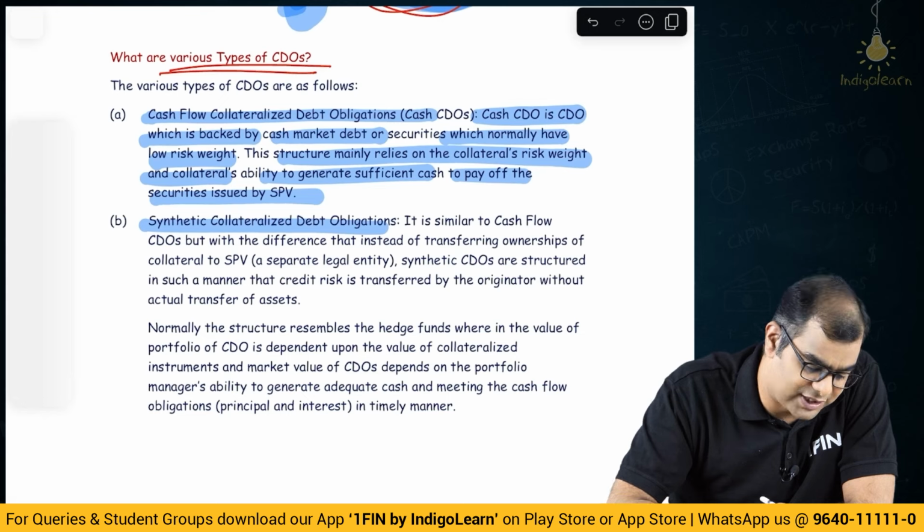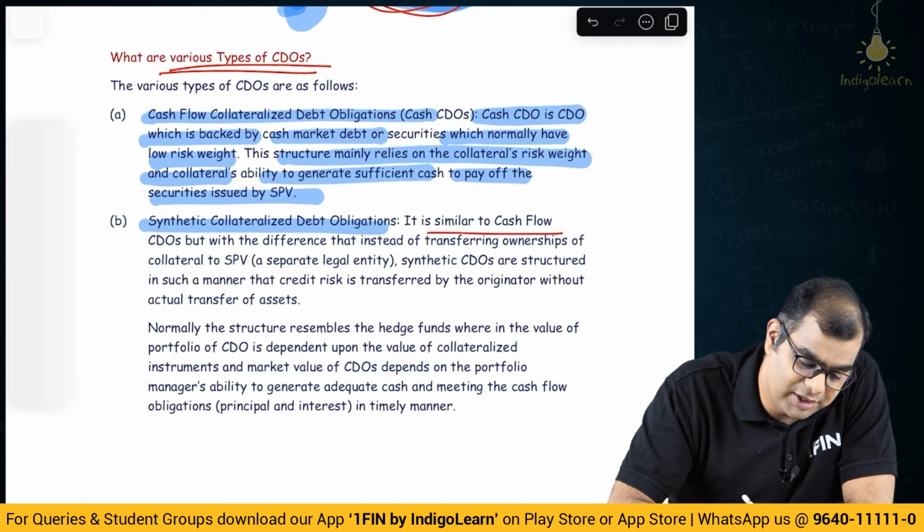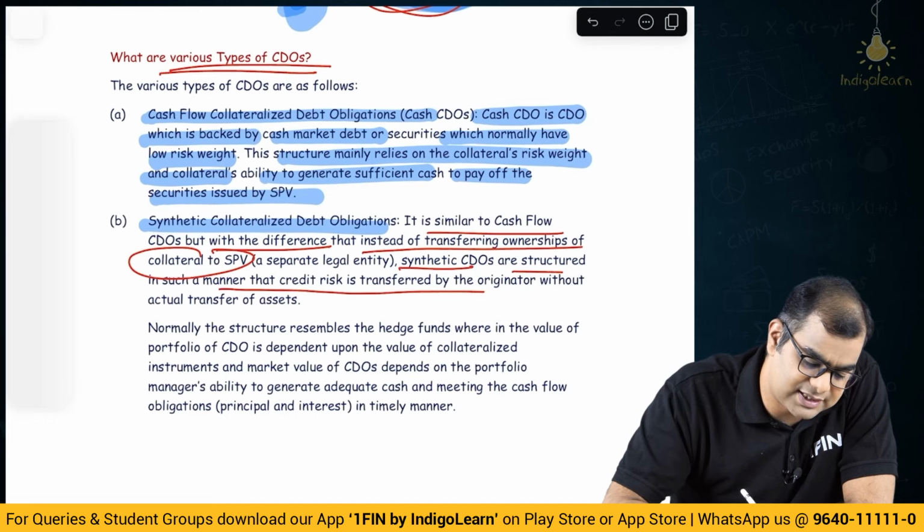It is similar to cash flow. This is where the story changes. This is what caused all the nightmare. It is similar to cash flow, but the difference is that instead of transferring ownership of collateral to the SPV, synthetic CDOs are structured in such a manner that credit risk is transferred by the originator without actual transfer of the asset.